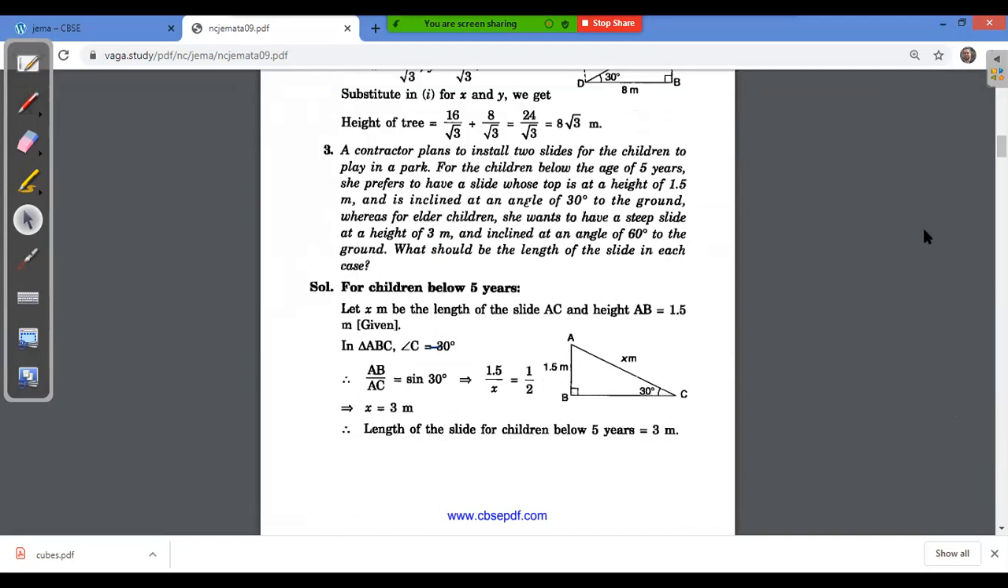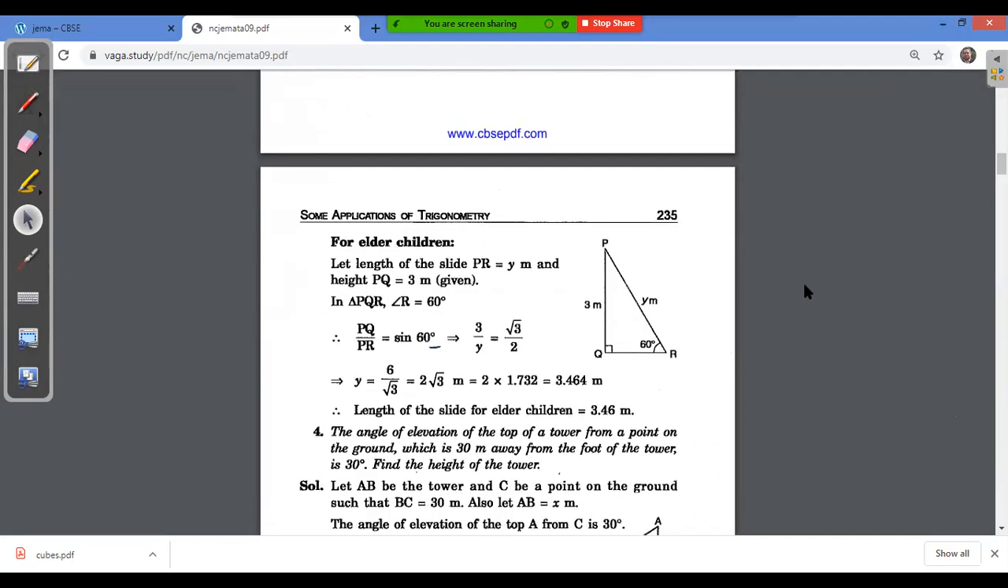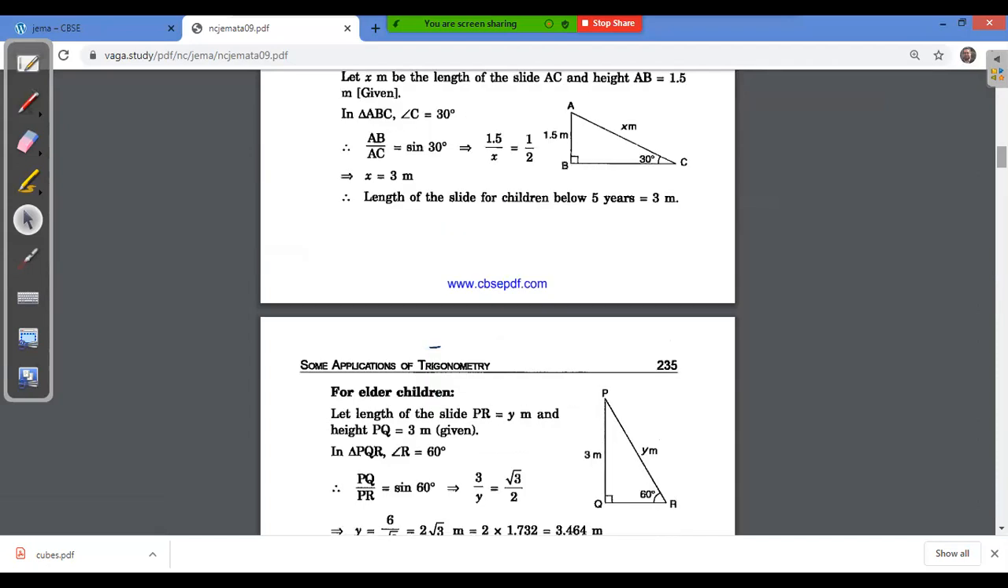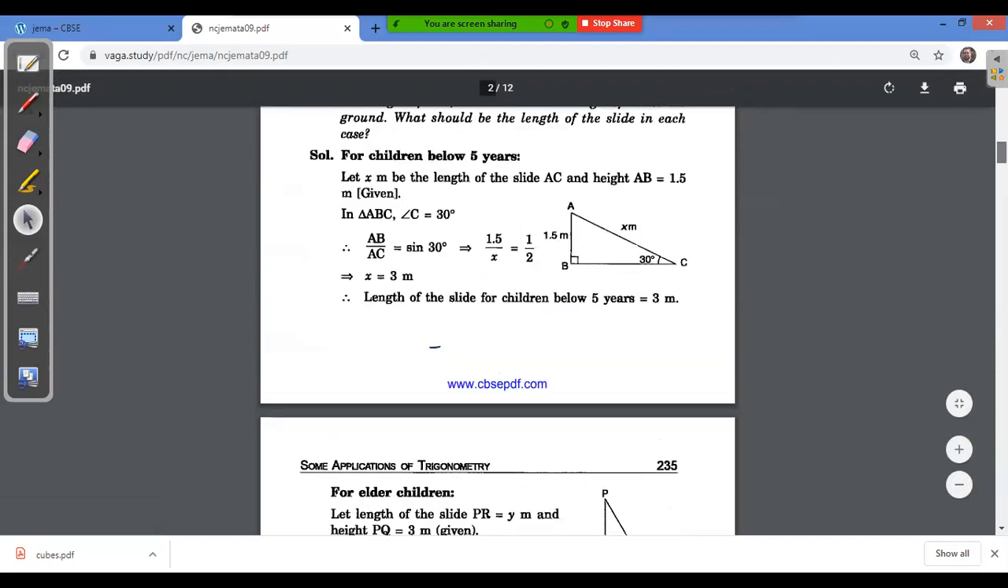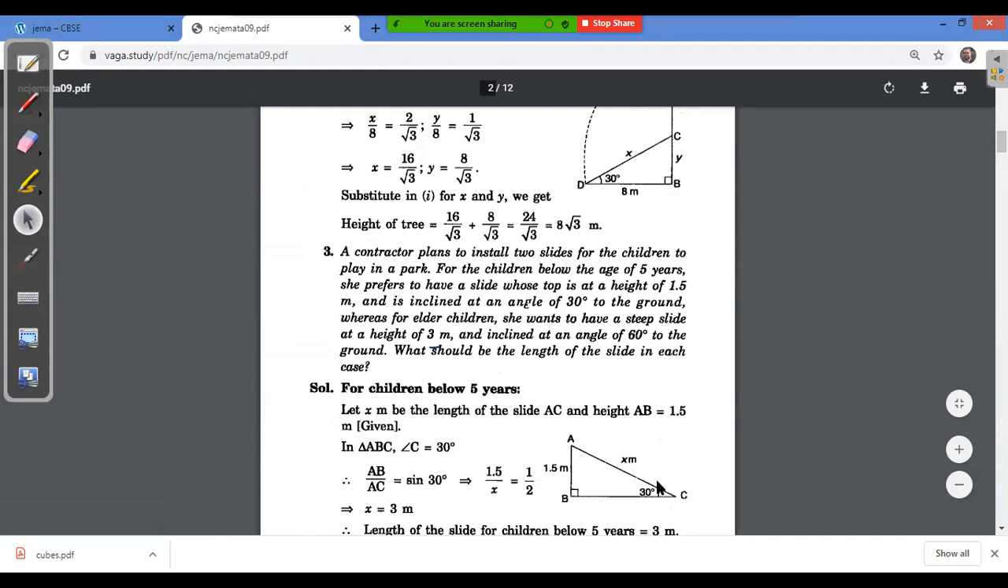And there is another slide for older children with an angle of 60. So this is for older children and the height is also more. So we have 2 separate figures here. The question in each case is to find out the length of the slide. So here I have to find out the hypotenuse.